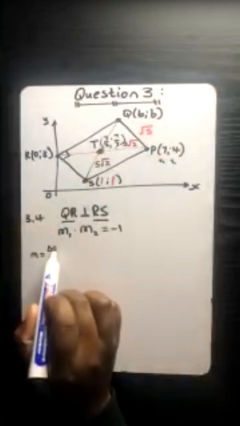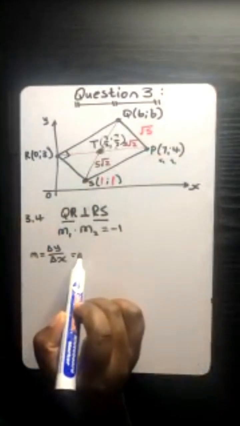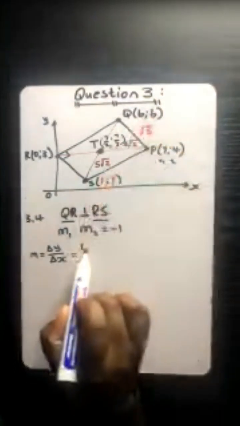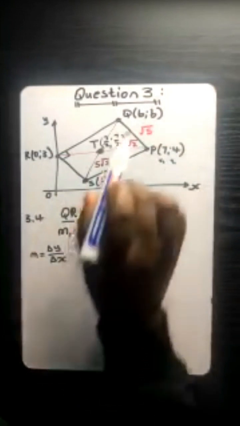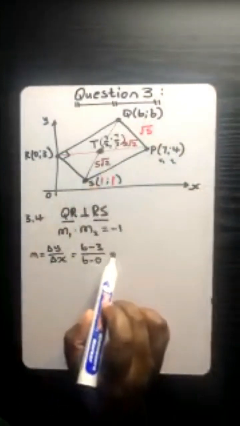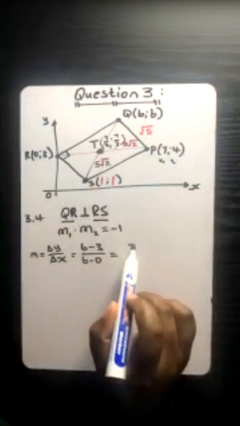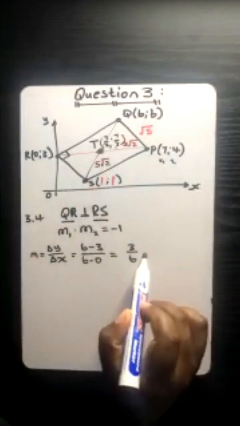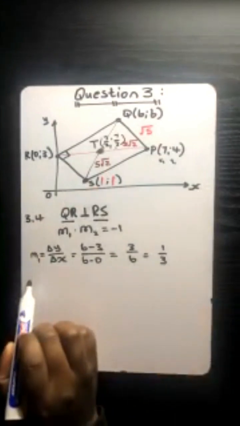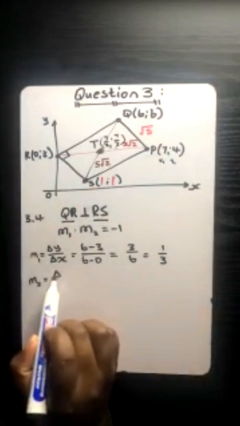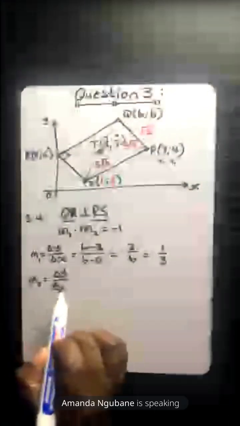We know that the gradient is change in y over change in x, which is y2 minus y1. So let's see. y2 there, we can say 6 minus y1 being 3 there, divided by x there being 6 minus 0. What is this? I think this is 3 at the top divided by 6 at the bottom, which is what? This is 1 over 3. Then that was the gradient of line 1. Let's try to calculate the gradient of line 2.